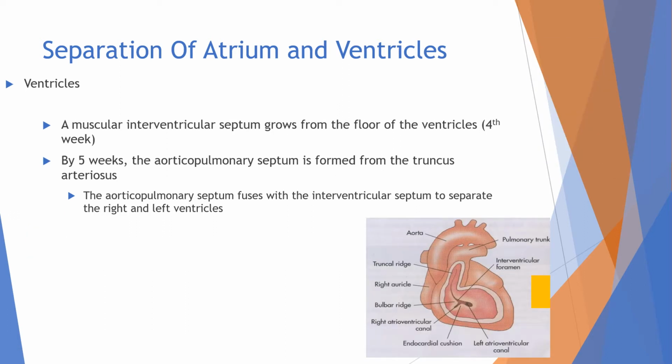Moving to the ventricles, the separation of the ventricles happens in a similar way. A muscular interventricular septum grows from the floor of the ventricles, and this happens about the 4th week. And by the 5th week, the aorticopulmonary septum is formed by the truncus arteriosus. And both of these septums will fuse, and that's what separates the right and left ventricles.